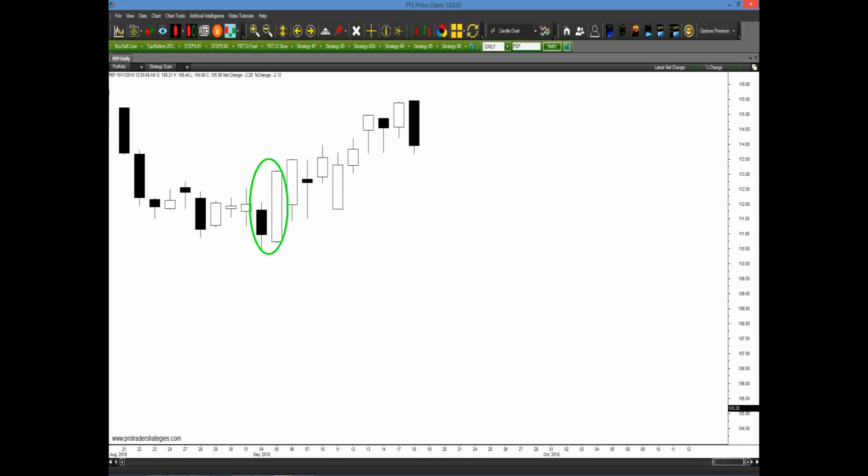Here's another example in PEP, Pepsi. All right, we have a bullish engulfing pattern. We apply the PetD, it's confirmed. And so we have a little profit out of that. But look what happens up here. We have a bearish engulfing pattern, and bar number 2 is colored red. So we should exit that trade if we decide to.